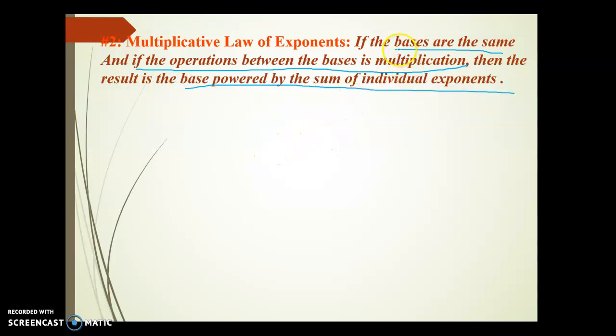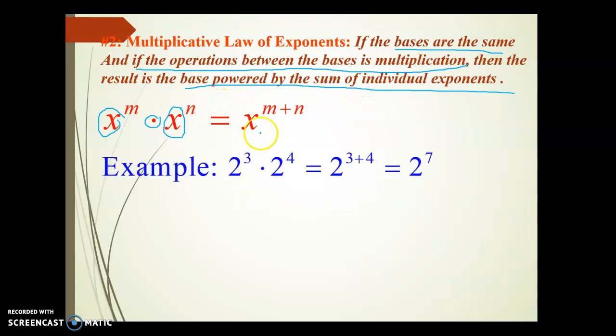What does it mean? First, we need to check if the bases are the same. Here, take note, the x's are the same, right? And then the operation is multiplication. So you follow the rule and add the exponents. That is why it is x to the power of m plus n. For example, 2 cubed times 2 to the 4 is equal to 2 to the 3 plus 4. So basically, you only add the exponents. Just copy the base and then add the exponents. You'll get 2 to the power of 7.